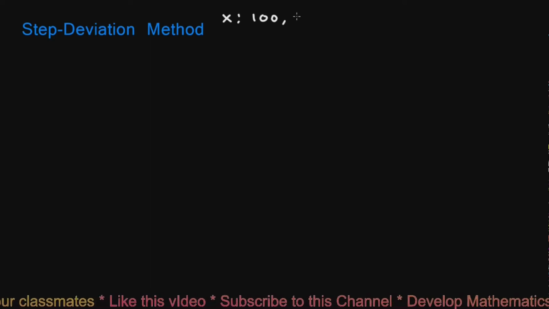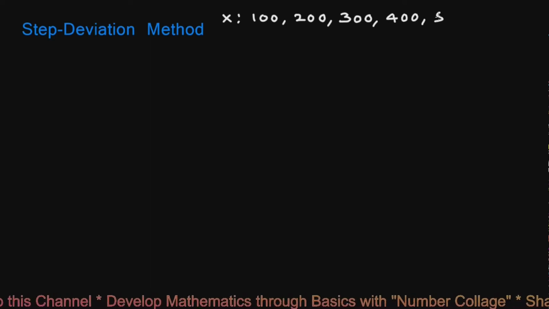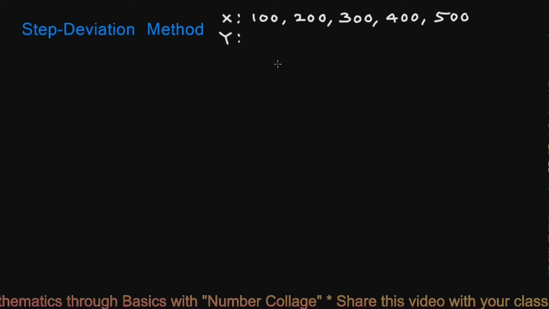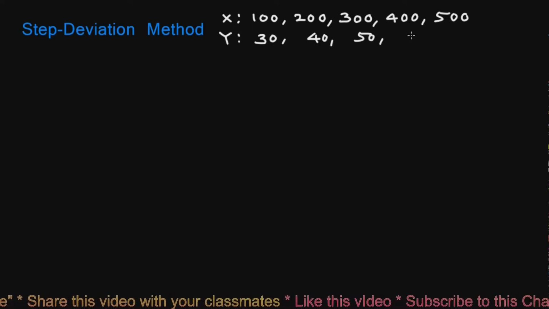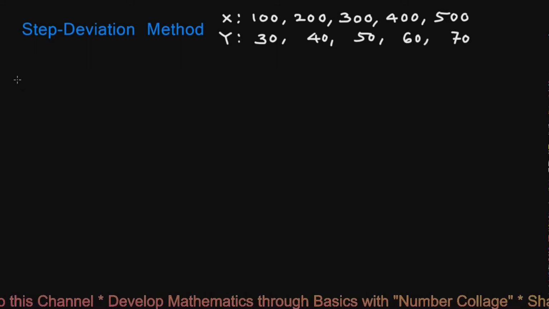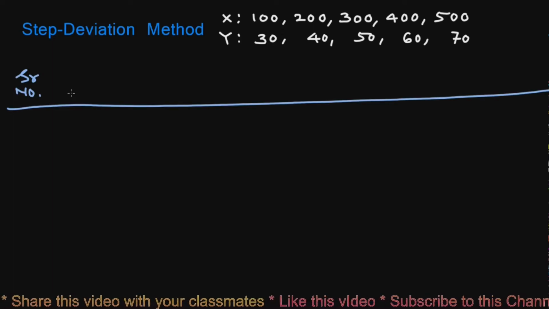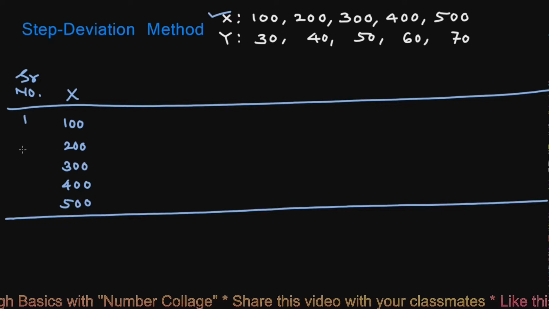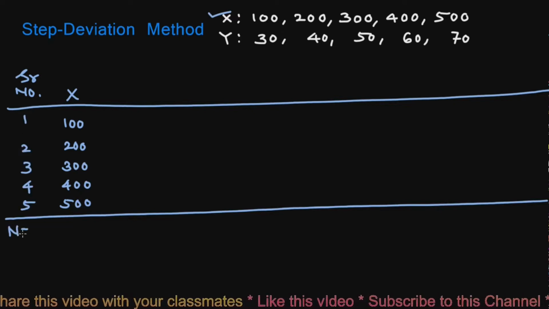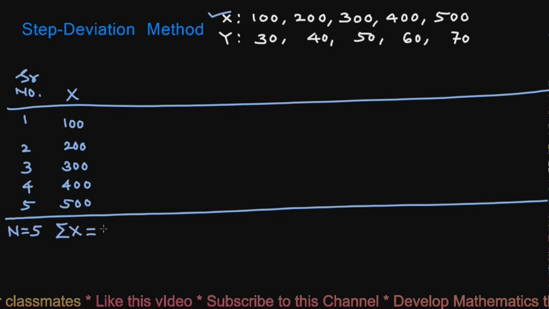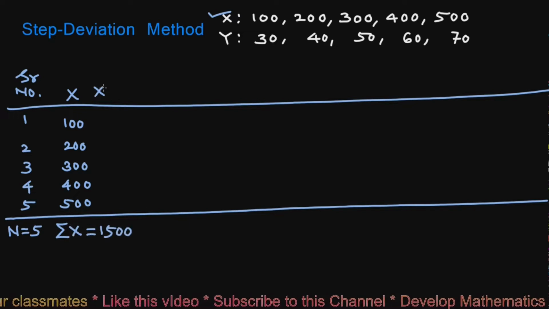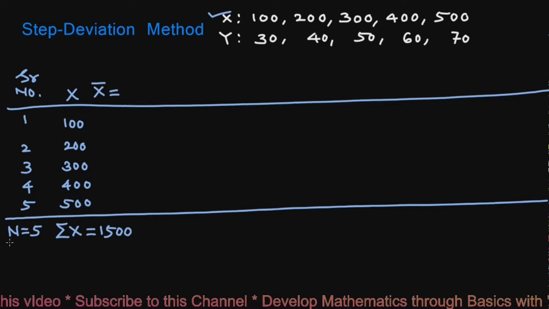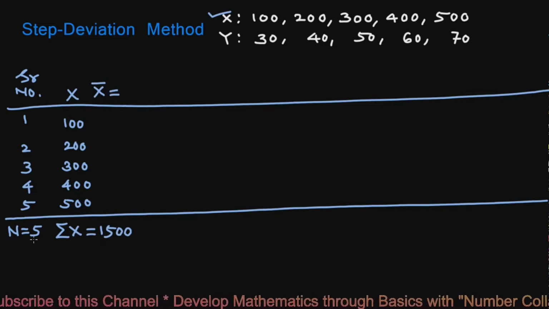So here we will consider data in which the values of x have been given as 100, 200, 300, 400 and 500, and the corresponding values of y are 30, 40, 50, 60 and 70. In our table, the first column is serial number. In the second column, we write values of x from 100 and the serial numbers. So we have n equals 5 and summation of x equals 1500. Next we write x bar equals summation x upon n, that is 1500 upon 5, 300.